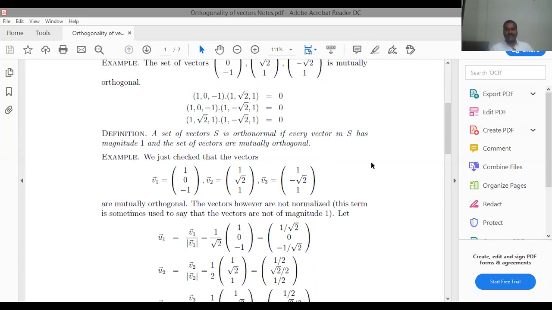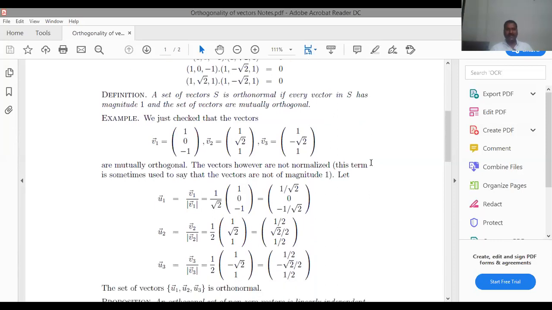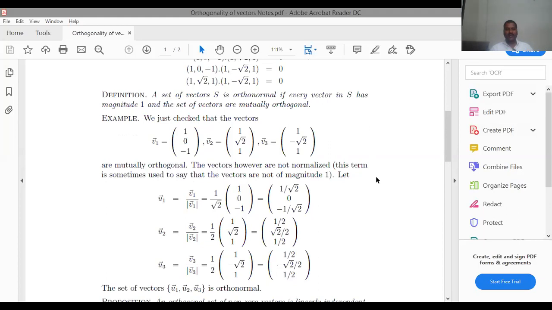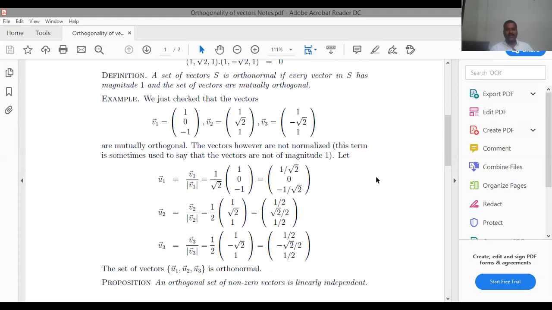Further, if we divide these three vectors by their norm or magnitude, then we say that they are normalized. Then the set is called an orthonormal set. Example, here is v1, here is v2, here is v3. First we ensure that they are mutually orthogonal. Here it is. The dot product between them pairwise is 0, so they are mutually orthogonal. Then I find the magnitude of each vector. For example, the magnitude of v1, dot product with itself, is root 2. The magnitude of v2 is 2, and the magnitude of v3 is 2.